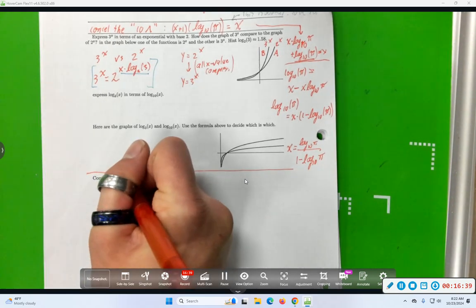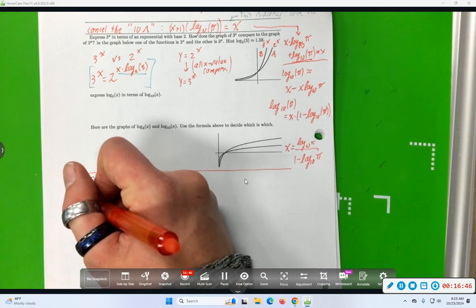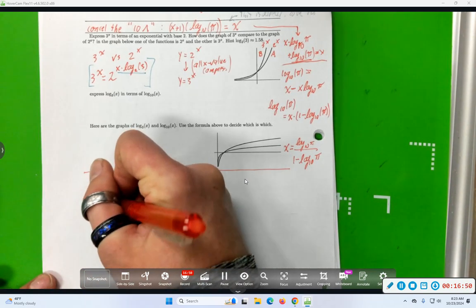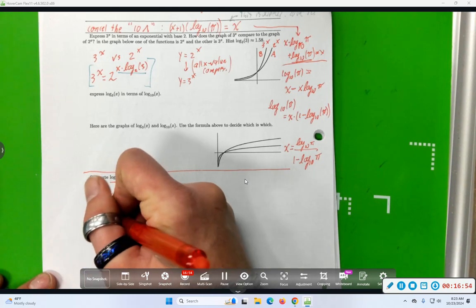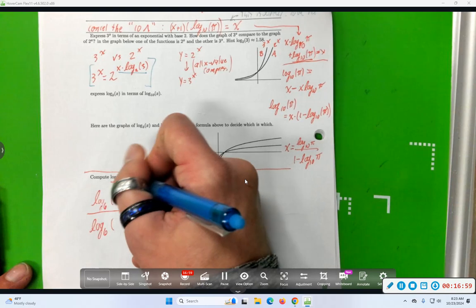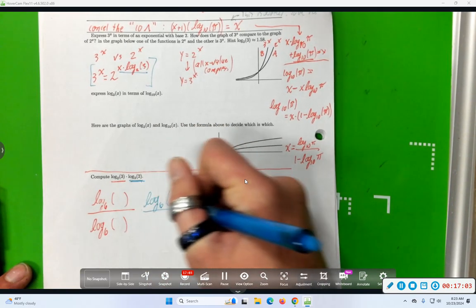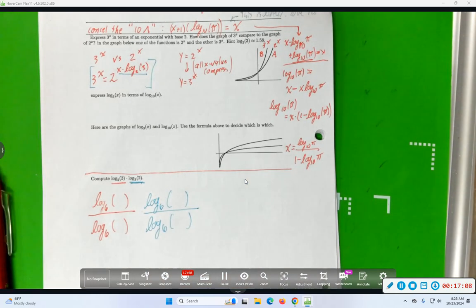So we write log base 2 of 3 using this formula in base 6. The change of base formula says that this will be log base 6 of something divided by log base 6 of something, times, in blue, log base 6 of something divided by log base 6 of something. Right, that's what the change of base formula looks like.